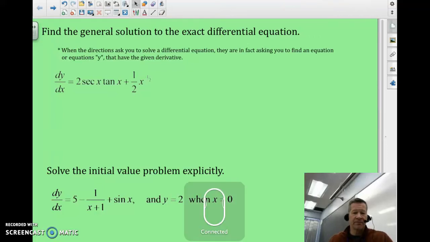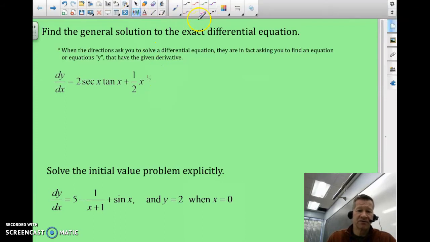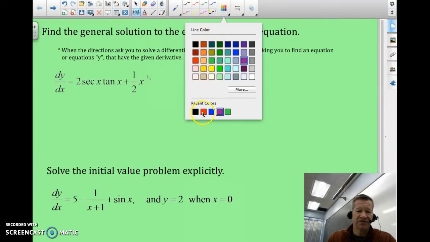Continuing 7.1, now that we are done learning how to solve differential equations by drawing their slope fields, we are going to actually find the algebraic equation that represents the solution to that equation. The first thing that I'm concerned with here is that you understand the directions.